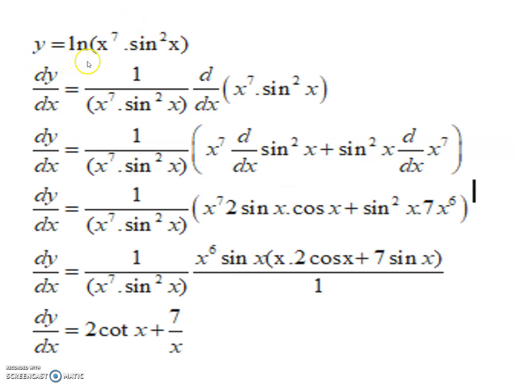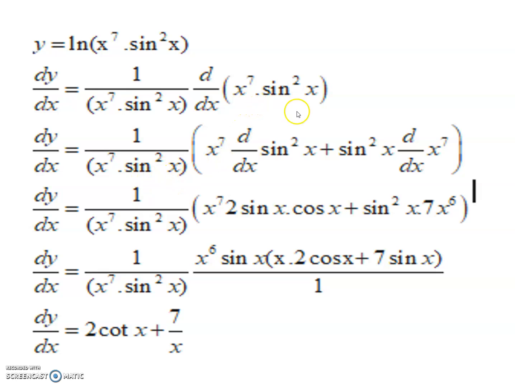Now y is equal to ln of x raised to 7 into sin square x. We have to take the ln in bracket f of x. What is the derivative of ln f of x? Yes, it is right: 1 upon f of x into derivative of f of x. So 1 upon x raised to 7 sin square x, into the derivative of x raised to 7 into sin square x.